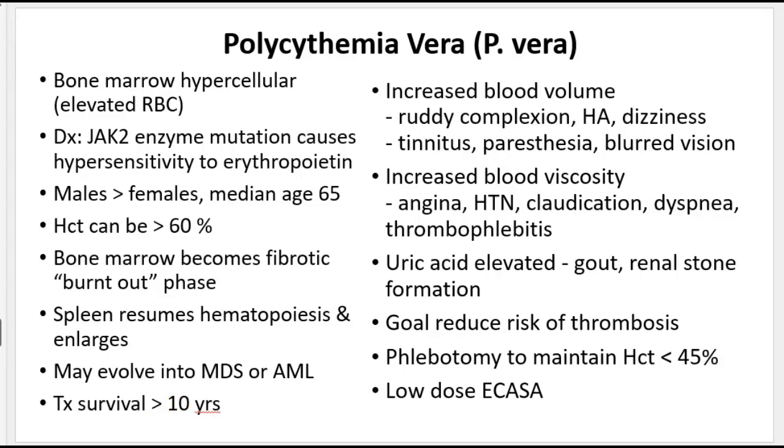But basically, these people, I think of them as like Santa Clauses. Older, white male. So who's an older white guy? Santa. And that ruddy complexion, but they could also have headaches, dizziness, some of the central nervous system issues. Because their blood is too thick, hypertension, claudication. The uric acid level tends to be elevated. And the treatment for here is, again, they're potential clotters, so we often give these guys aspirin, and we do phlebotomy or bloodletting to keep their hematocrit on the lower end.